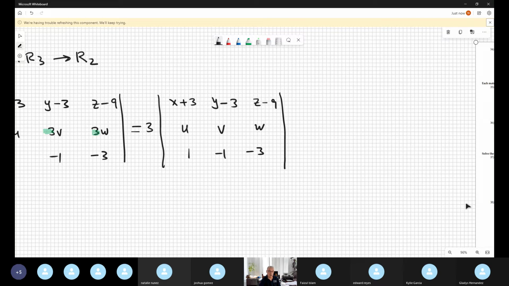Now let's do this row operation. I know the row operation doesn't change the determinant. I multiply row 3 by -3, plus row 1, and store in row 1. Basically, you multiply this row by -3, plus this row, and store the result in the place of row 1.